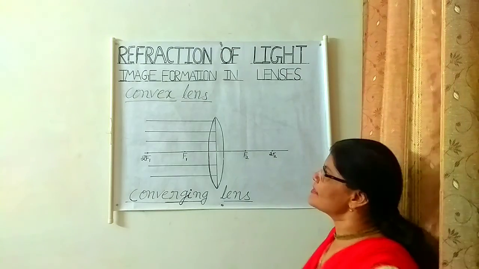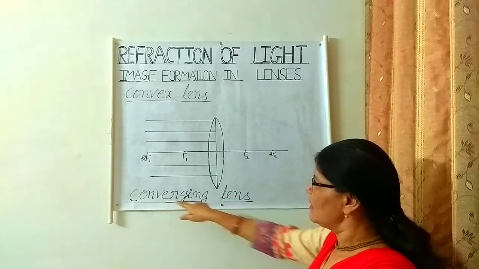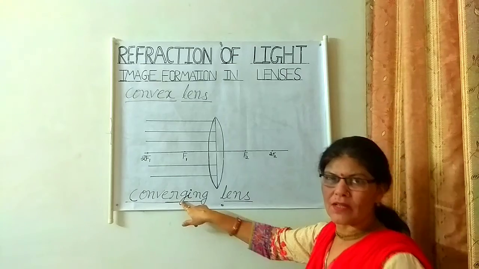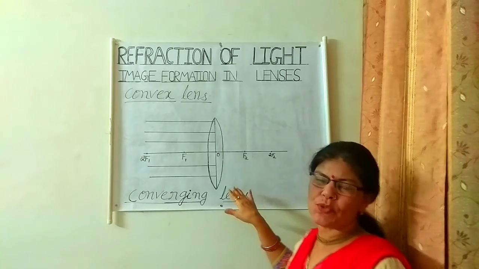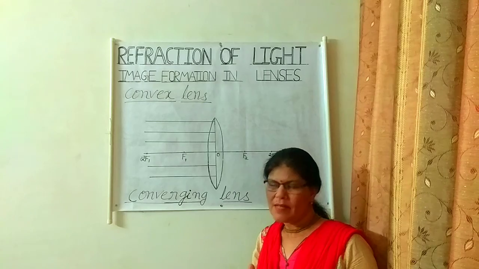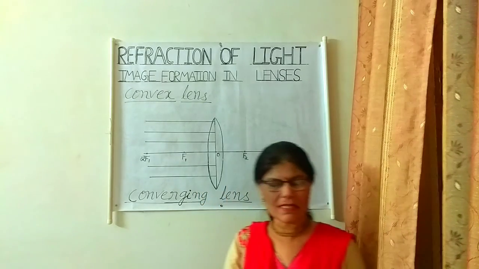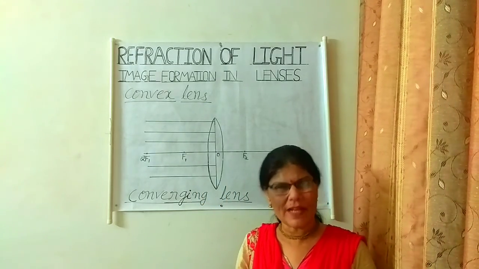Our next topic is why a convex lens is called a converging lens. For this we have to do an activity which we have already done in the case of mirrors. Same thing we have to do here. Here we have to take a convex lens in our hand and a plain paper.